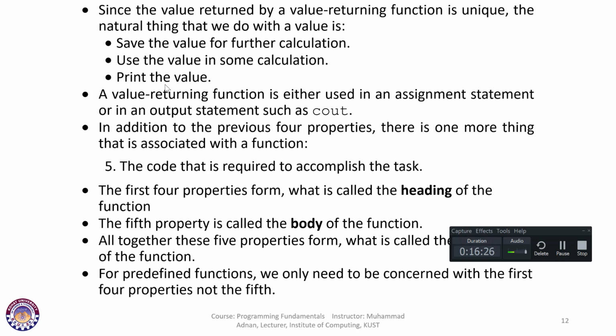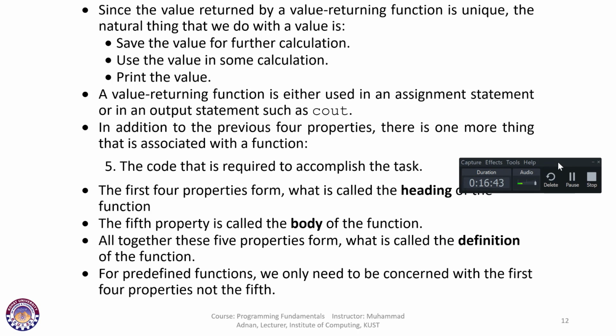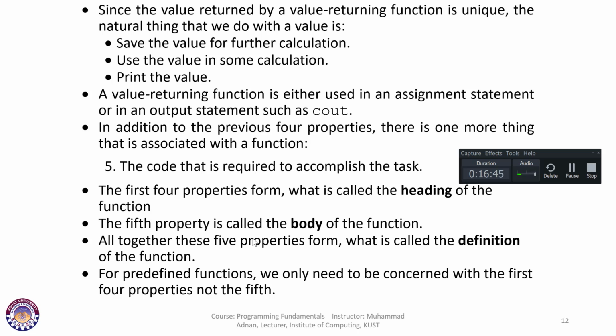In addition to the previous four properties, there is one more thing associated with the function: the code required to accomplish the task. The first four properties form what is called the heading of the function. The fifth property is called the body of the function. So we have the function declaration and then the body of the function. Altogether, these five properties form what is called the definition of the function.